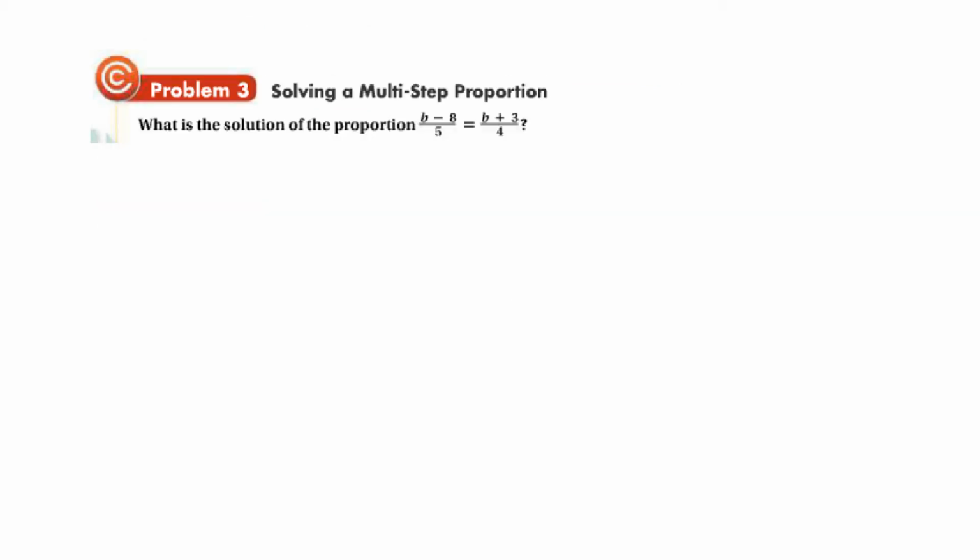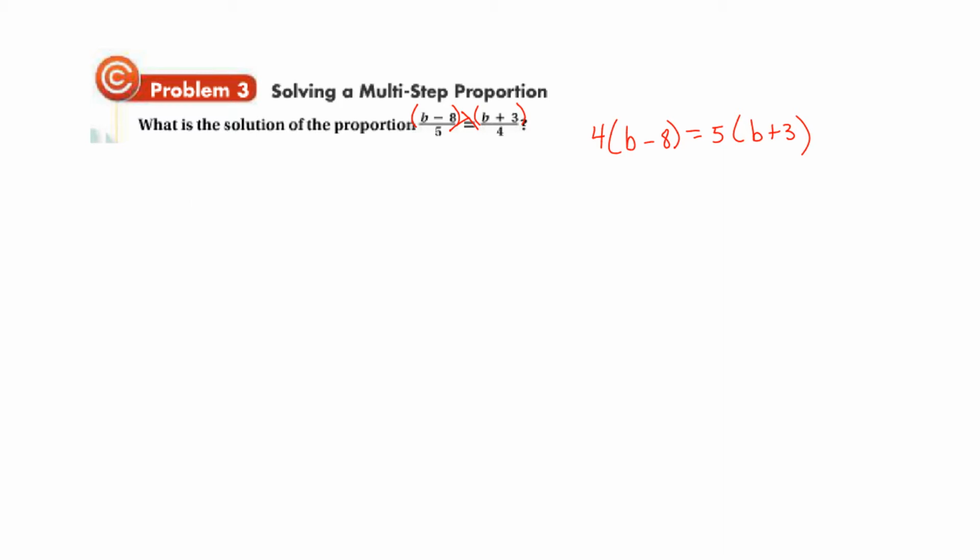Now we have a multi-step proportion. It works the same way, except I have a quantity as my numerator. Since I have a quantity, I need to put parentheses around the quantity, and then I'll go ahead and do my cross products. I'll multiply my left diagonal, and I'd have 4 times (b minus 8) equals, then I'd multiply my right diagonal, and I'd have 5 times (b plus 3). Then I just go ahead and solve.